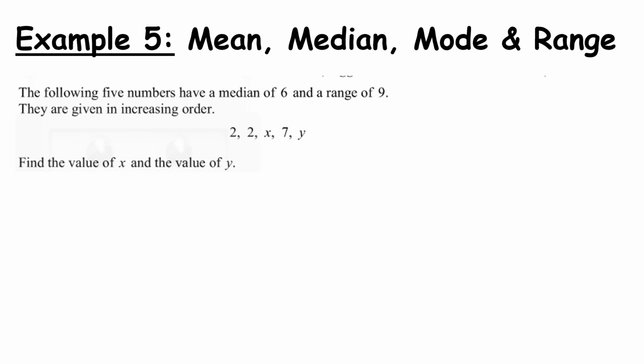Example 5. The following 5 numbers have a median of 6 and a range of 9. They are in increasing order. Find the value of x and the value of y. So 2, 2, x, 7, and y. The median, the middle, is 6. Okay, it's important to only do this when you know that they are in increasing or ascending order. So this is my median, which we know is 6.